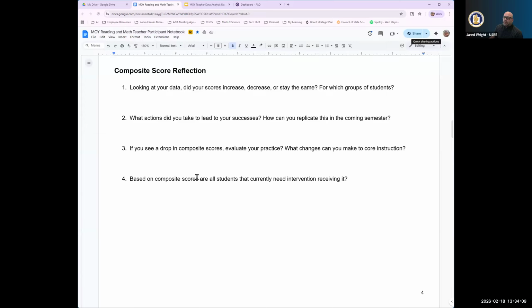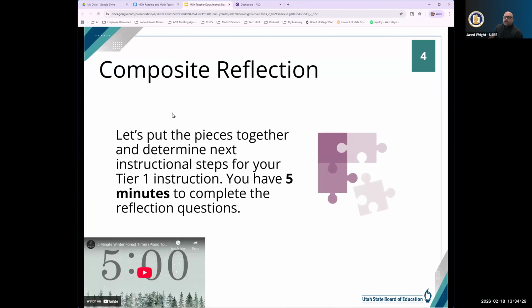And then based on those scores, are the students who are receiving interventions the only students that need it? Are there other students that might need interventions coming, or are there some that maybe don't need it anymore moving forward? So those reflection questions are on page 4. We'll take about 5 minutes to look at those questions and fill those out. And if you haven't, in the chat, there is a link to the participant notebook with those questions.